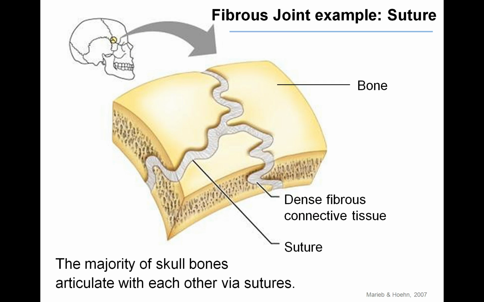So let's look at an example of a fibrous joint. This joint found in the skull is called a suture. It's where a number of the flat bones of the skull articulate by dense connective tissue binding those two bones together. The majority of the bones of the skull are connected in this way, and therefore all sutures are found in the skull.